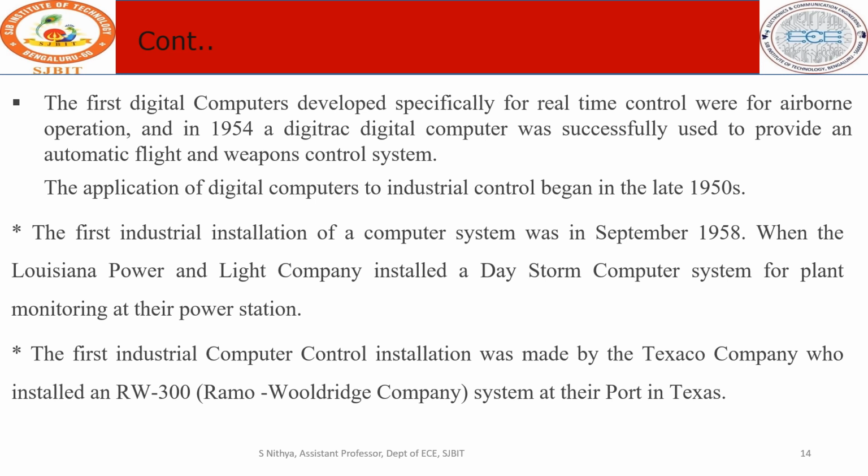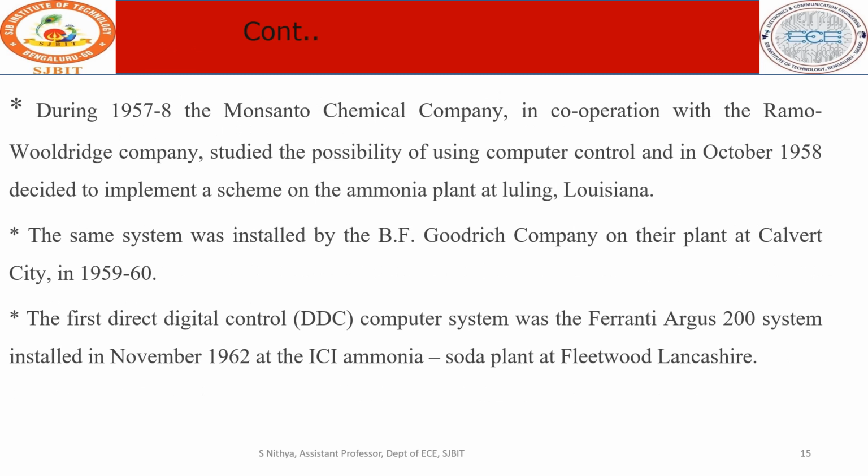The first industrial computer control installation was made by the Texaco company, who installed the RW300 system. This is the system at the airport in Texas. So these are the histories. And in 1957 to 1958, there was a chemical company.